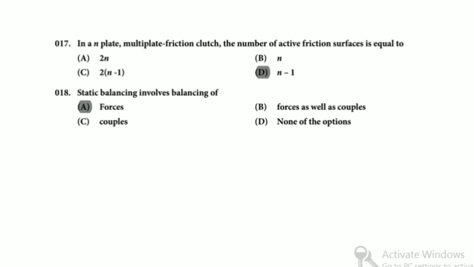Question number 17. In an end plate multi-plate friction clutch, the number of active friction surfaces is equal to what? It's a very easy question: the number of active friction surfaces is always one less than the number of plates. Here the number of plates is given as n, so the number of active friction surfaces would be n minus 1, so D should be the answer.